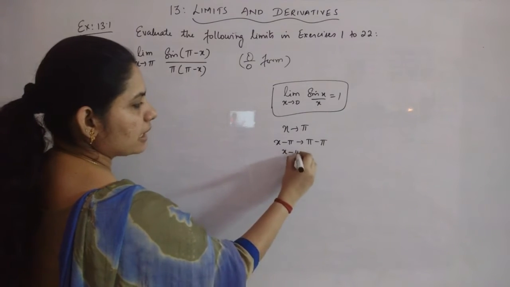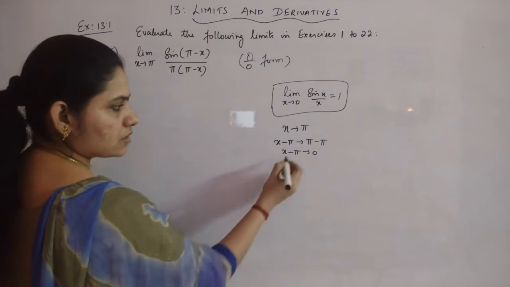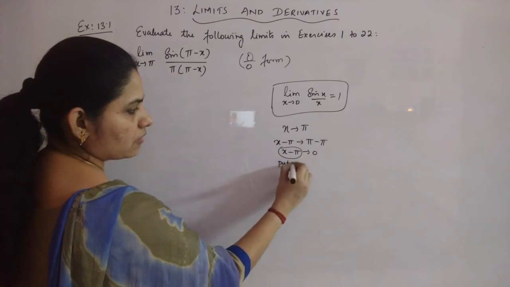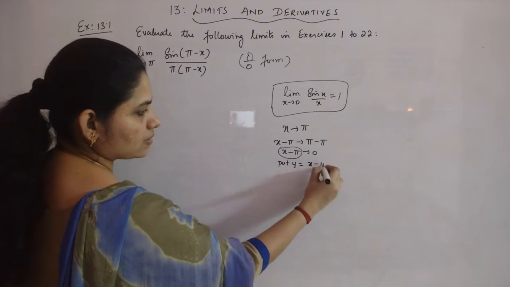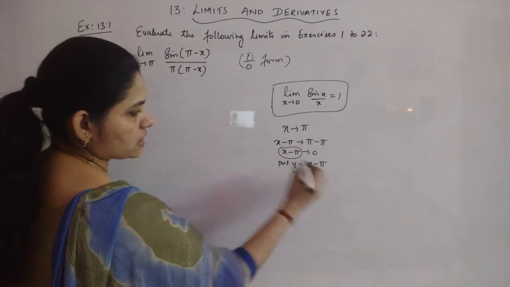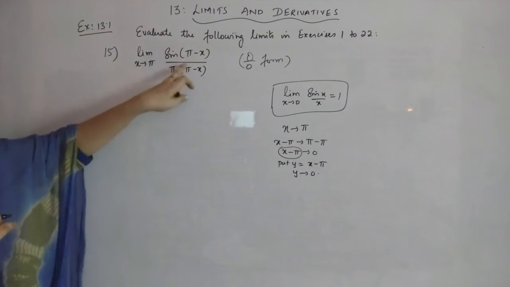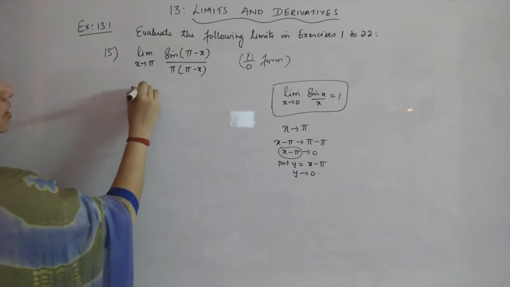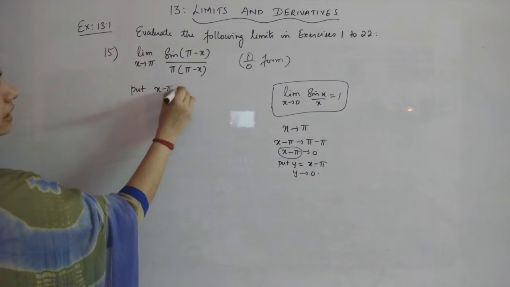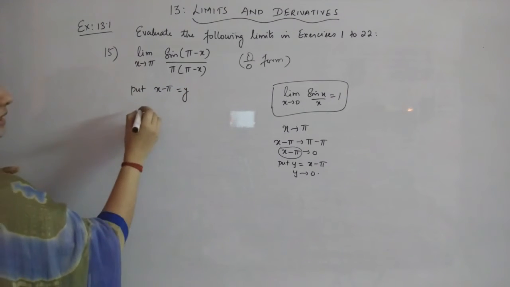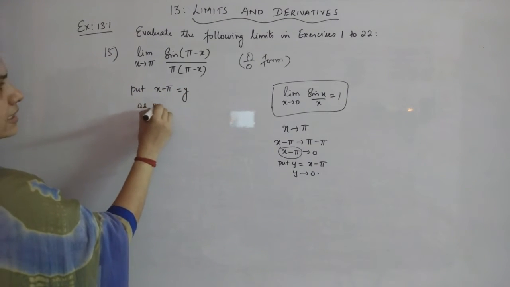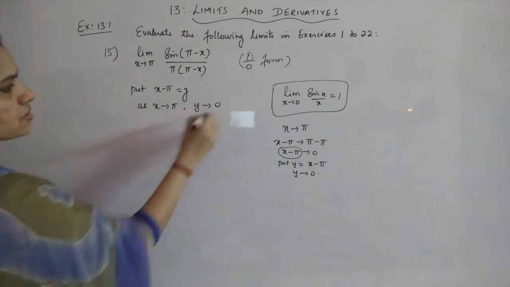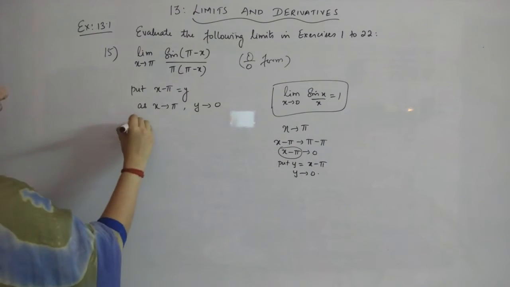That means x minus pi will tend to 0, right? So I will just take this as a variable so that it tends to 0. So I am just putting y, some other variable, as x minus pi so that it will tend to 0, and replace here also with the value. Okay. So the first process is put x minus pi is equal to y. Then as x tends to pi, what will happen? y tends to 0. That means you can change the limit as y tends to 0.